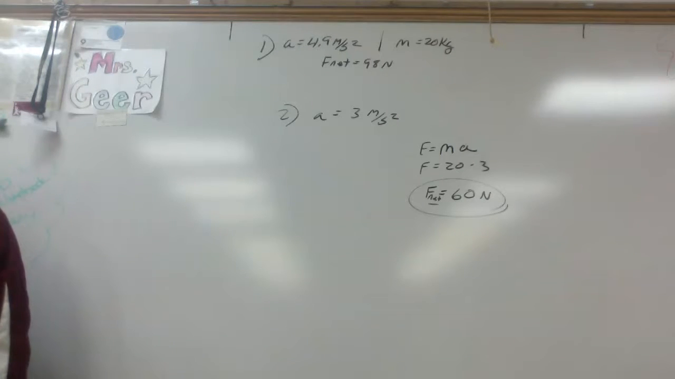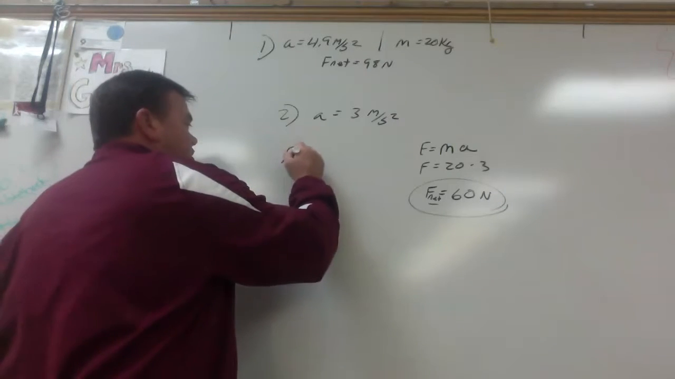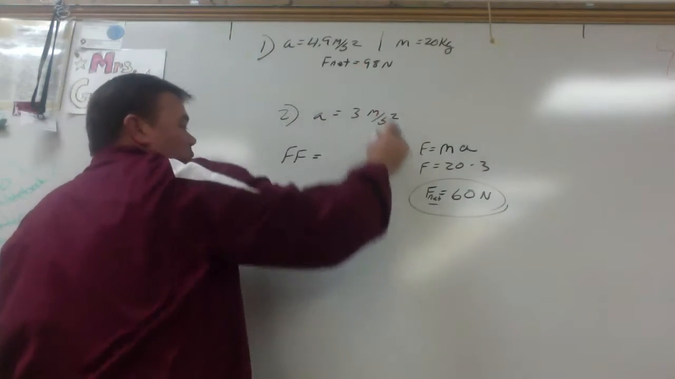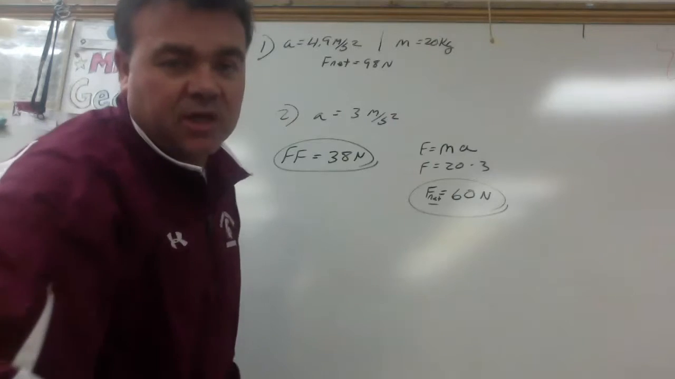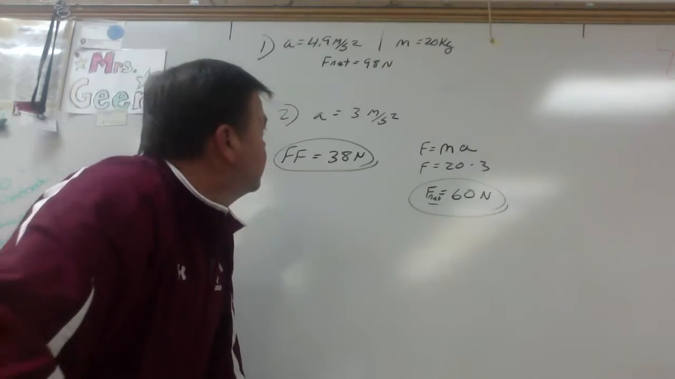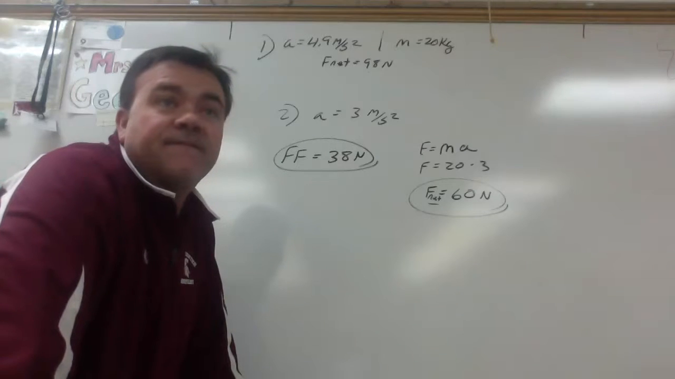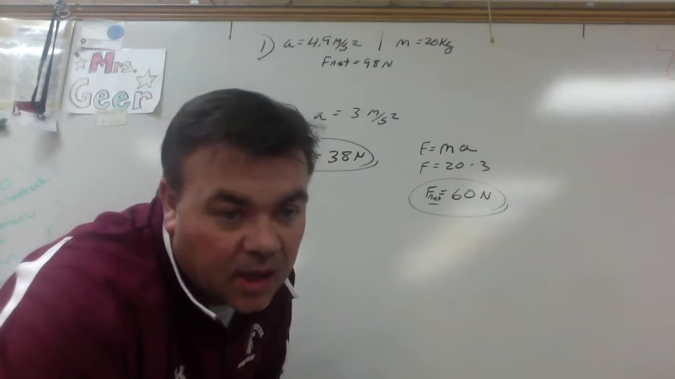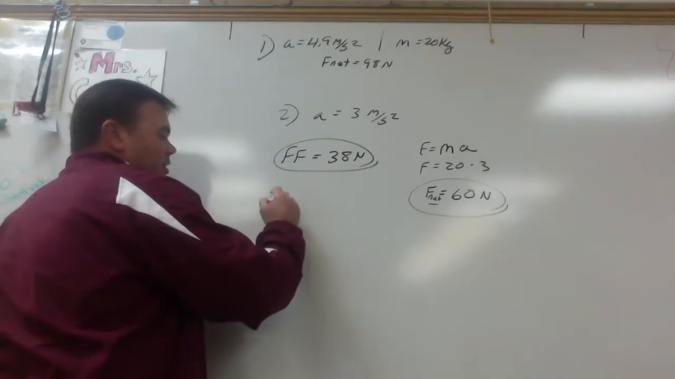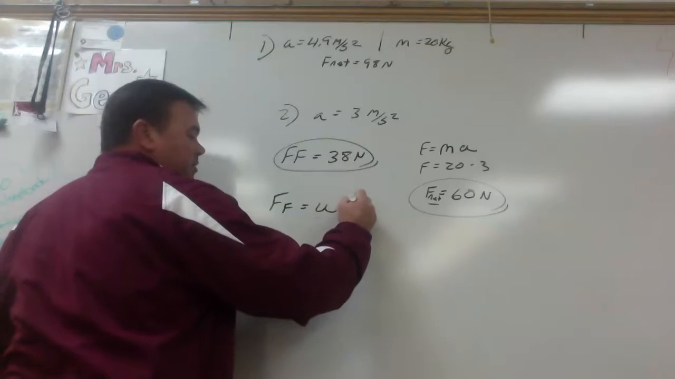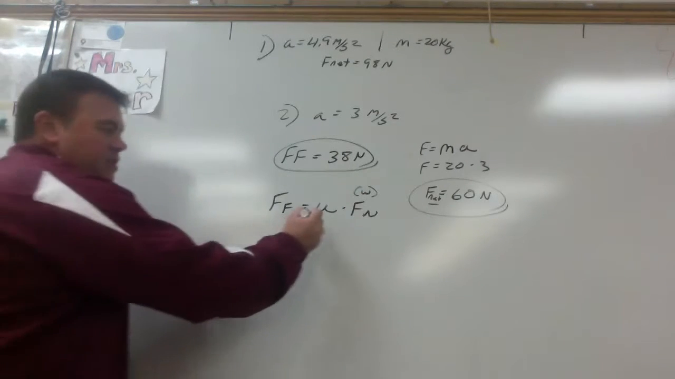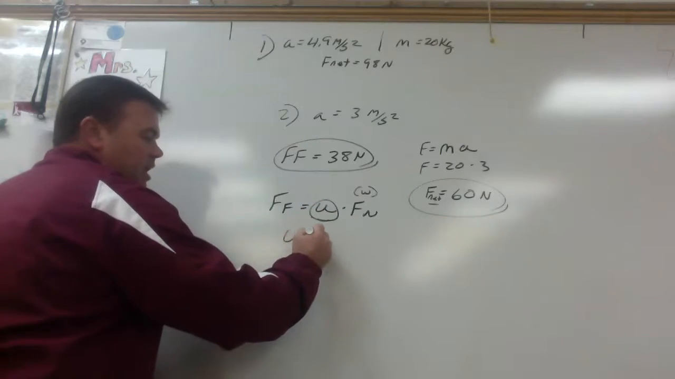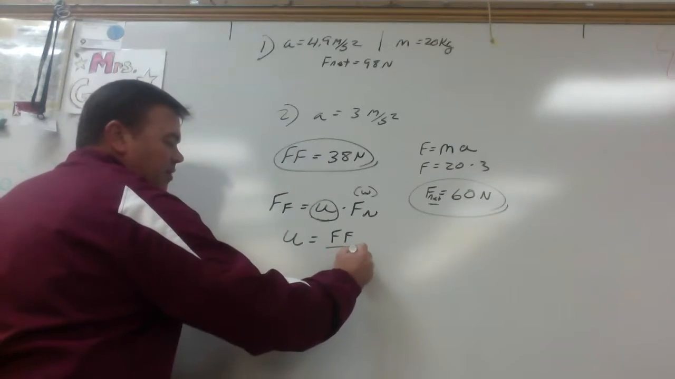Friction. There's friction involved, right? So the force due to friction is the difference between what it should be and what it is: 38 newtons. 98 minus 60, the difference. Now, what's the coefficient of friction? Well, force of friction is the coefficient times force normal, which is weight, right? So the coefficient of friction equals FF over Fn.